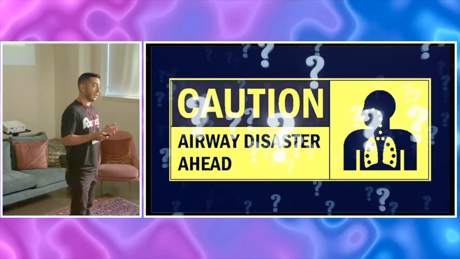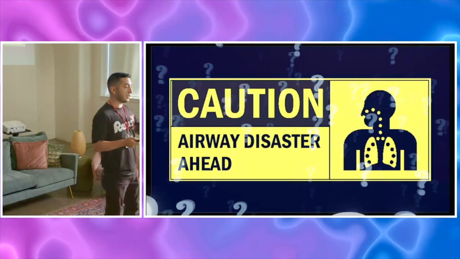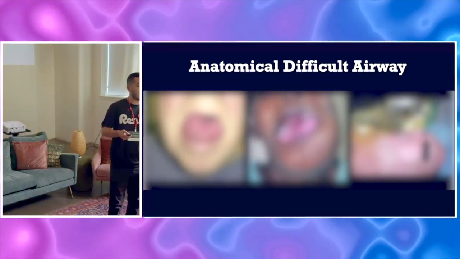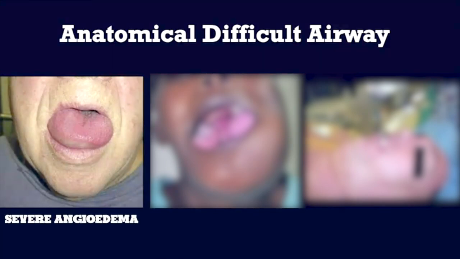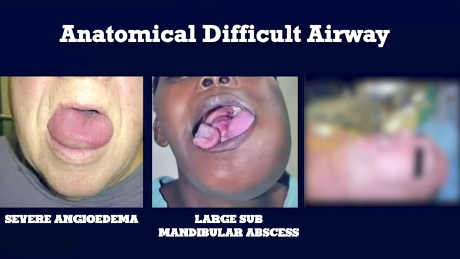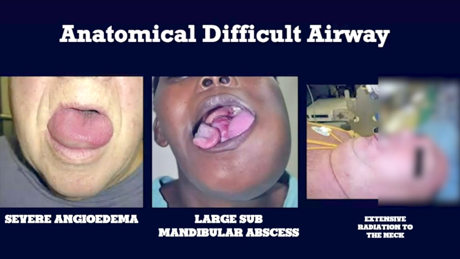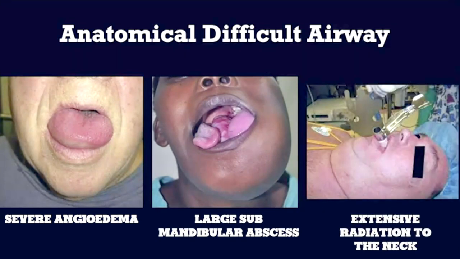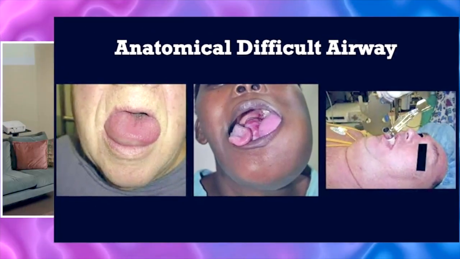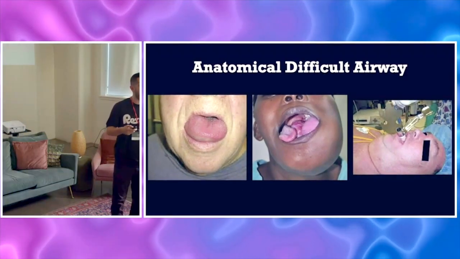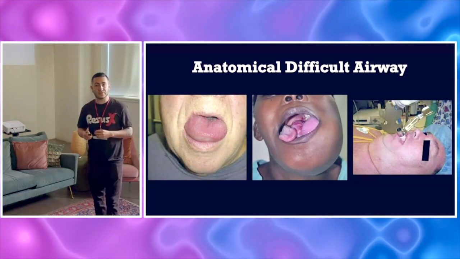So how do we define a difficult airway? How do we categorize it? So I like to divide these patients into two groups. Your first group is your patients with an anatomical difficult airway. So the classic example here is someone who has severe angioedema, who has a large tongue, and as a result has an airway obstruction. But also think about those patients who have other space-occupying lesions like a large submandibular abscess, someone with a tracheal mass, someone who's undergone extensive radiation to the neck and as a result has structural changes. And then also think about it in those patients who have a body habitus where the actual intubation could be technically difficult.